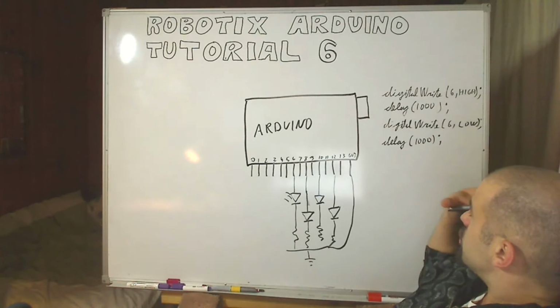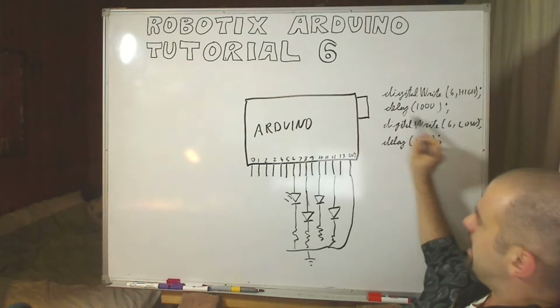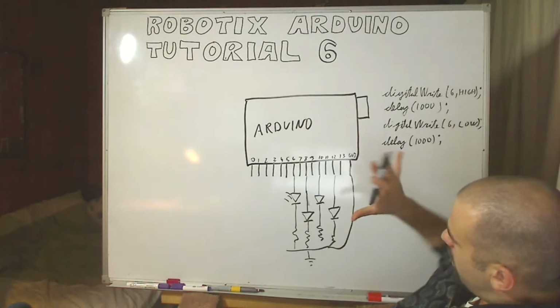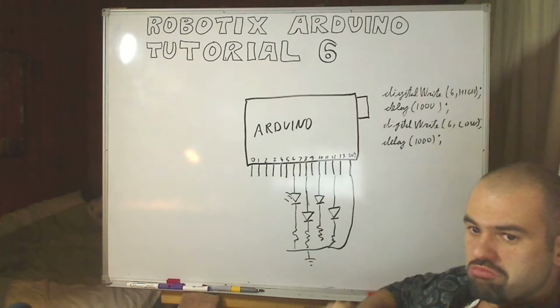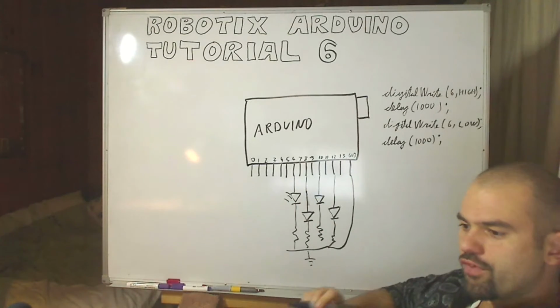And with just effectively 2 commands, digitalWrite and delay, you can make a pattern of lights flash in a rather cool way. You can have them all come on in a row, or all at once, all off.